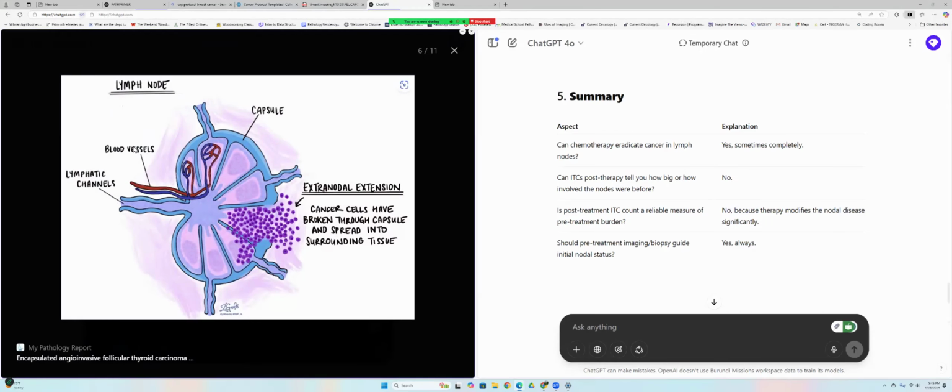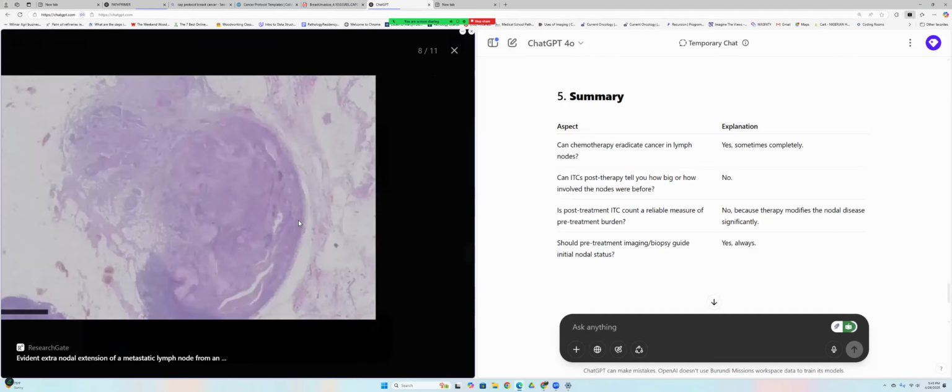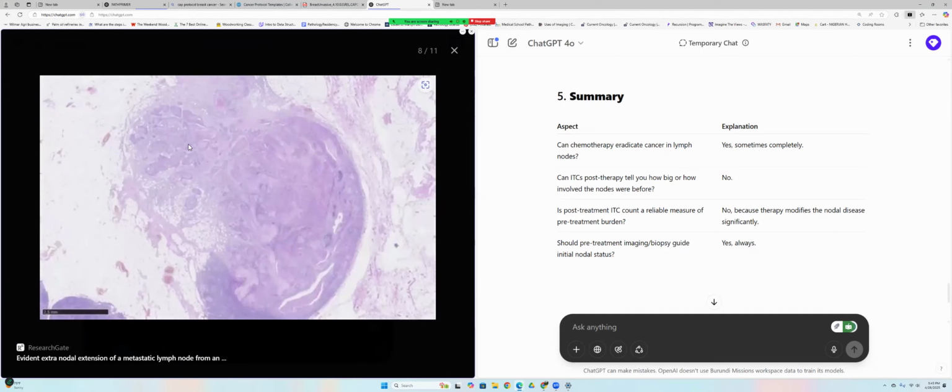So this is a blood vessel. In this lymph node, you look at lymphatic channels, blood vessels, extranodal extension. Cancer cells have broken through the capsule and spread to the surrounding tissue. It's a poor prognostic sign. So you want to look at all those things in the lymph node. So look at very clear-cut extranodal extension.